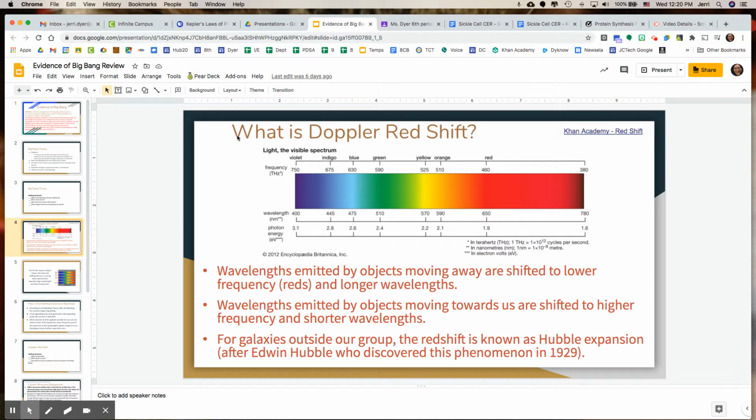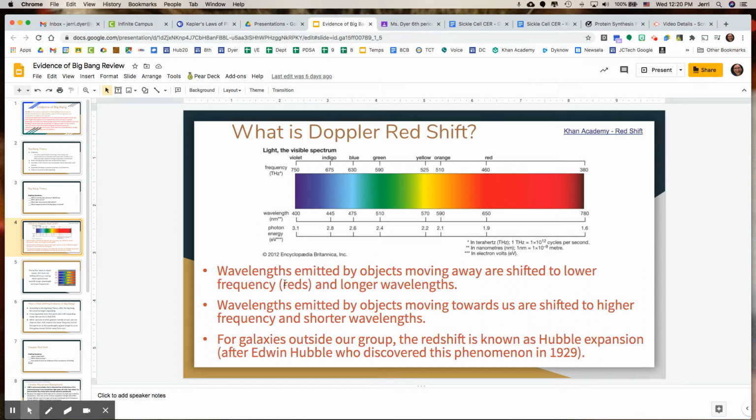Now, we're going to move on to what is the Doppler redshift. And so here is a visible light spectrum. That's the graphic that I have up here. And so wavelengths that are emitted by objects moving away are shifted to lower frequencies and longer wavelengths. And if we're just talking about the light spectrum, it's shifting toward the right, as you're looking at the screen. Now you can have wavelengths here that shift way on over here into the infrared. And we're going to see how that happens here in just a little bit.